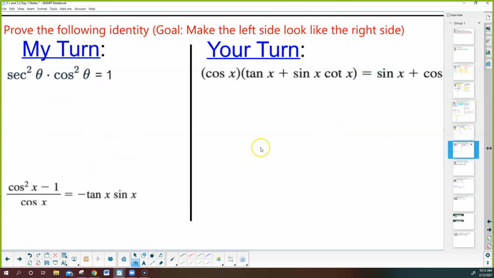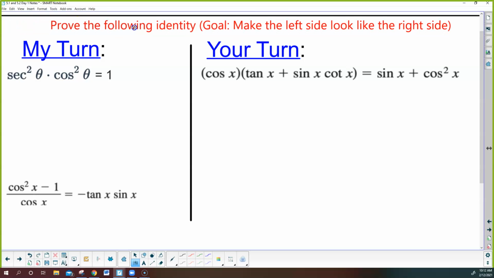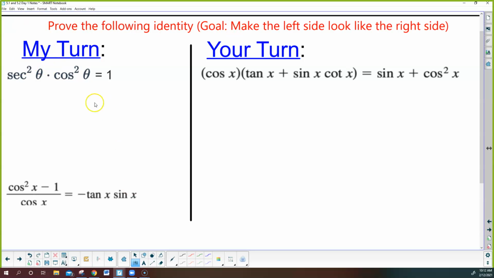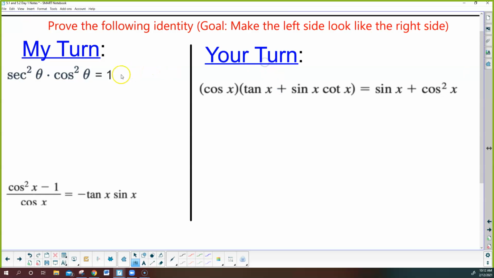All right, now we're going to take a look at some proving. So I would maybe write down this part in red, and then I'm going to do these two, and then you will work on this goal here. But you'll notice now we have an equal sign. So our goal is this, the directions are prove the following identity. So I want to prove that secant squared theta times cosine squared theta is equal to 1. So I want to make the left side look like the right side.